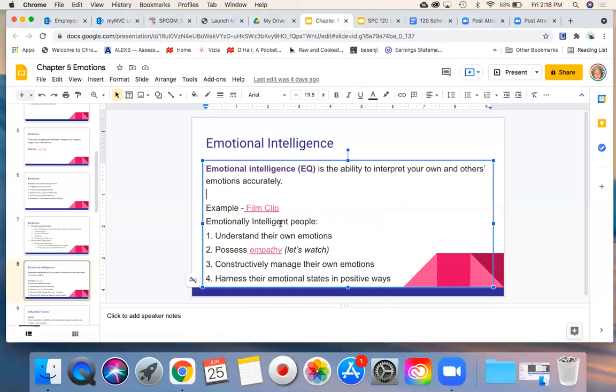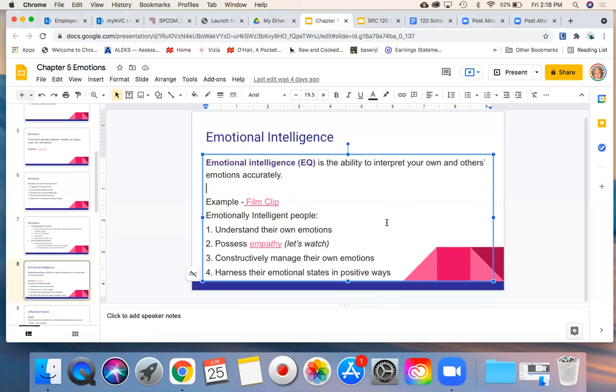Emotionally intelligent people. So when we are emotionally intelligent, we can understand our own emotions. We can possess empathy, which again is another Inside Out clip. They're all very brief, but they all show exactly what this is talking about. And we can constructively manage our emotions. We can harness our emotional states in positive ways. That's a lot, so the film clips will help understand all that.